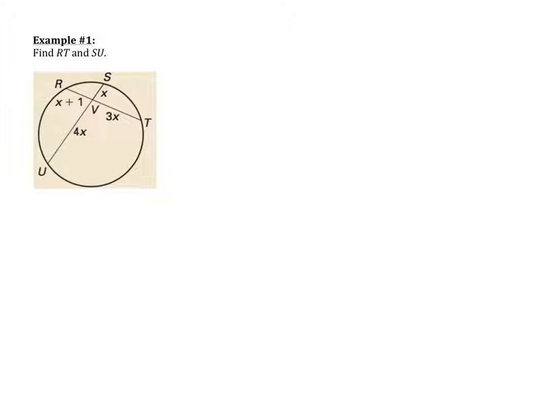So here's example number 1. Find the measure of RT and SU. So notice that we have two chords that are intersecting on the inside of the circle. So according to Theorem 10.14, this x plus 1 times this 3x would be equal to this, the 4x, times this, the x. So let's set up that equation.